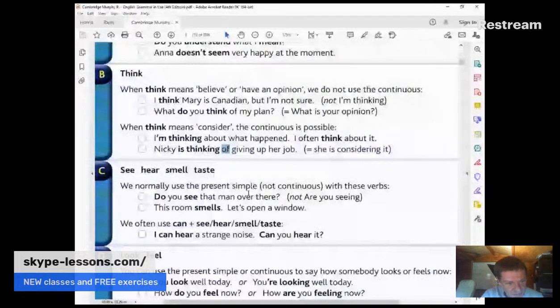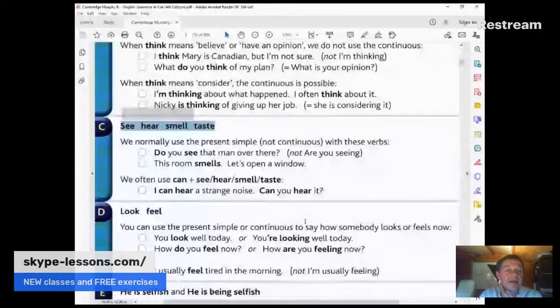Okay, now see, hear, smell, and taste, basically these have 2 meanings. If you use see to mean go out with a girl, meet her regularly, then it's dynamic. I have been seeing her for 3 months, and it means I have been going out with her for 3 months. But if you use see in the ordinary sense of do you see that man over there, we never say are you seeing. We never use see in continuous apart from when it means go out with somebody. So be aware that some verbs have a stative meaning and a dynamic meaning.